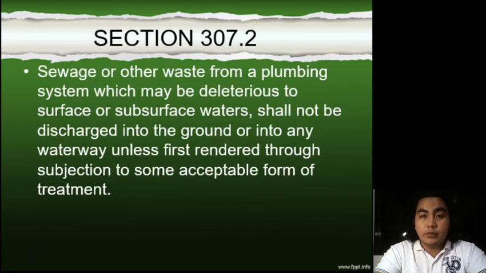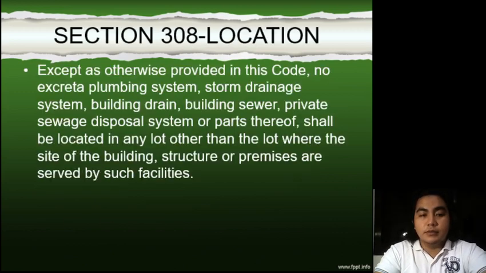Section 307.2 Sewage or other waste from a plumbing system which may be later used to pollute surface or subsurface water shall not be discharged into the ground or any waterway unless first rendered subject to some acceptable form of treatment.